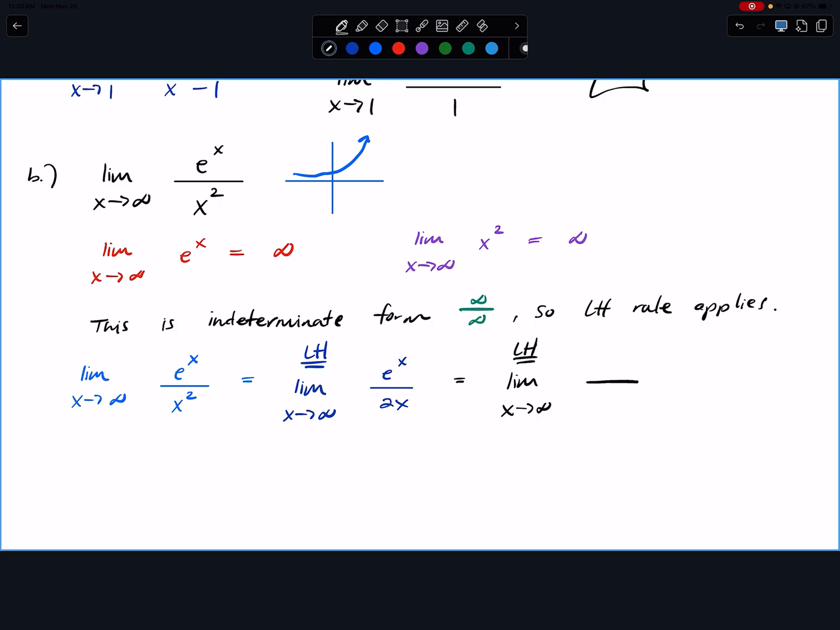What's the derivative of the top? E to the x. What's the derivative of the bottom? 2. Now watch. If I plug in infinity again, e to the infinity is going to be infinity. Infinity divided by 2 is still infinity. Infinity divided by infinity, we don't know what that is. Does that make sense? There's a part C to this, but I want you guys to do some practice before you go.